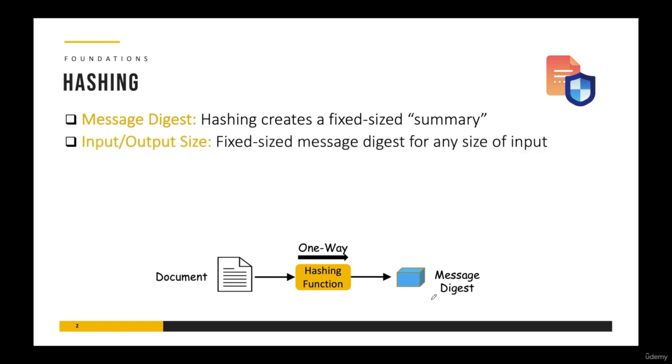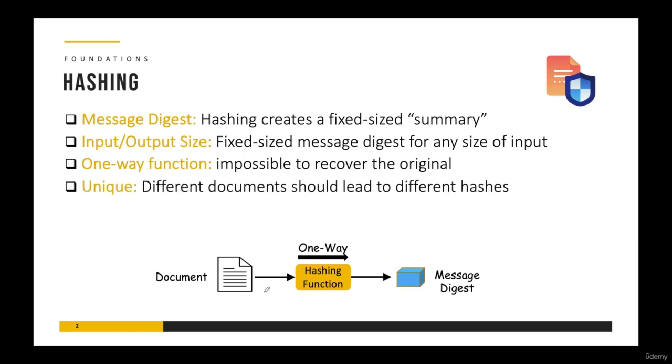Now the key point to understand here is that you can provide a document of any size. It can be small, it can be big, but the output size or the message digest size would remain fixed. Another important point about hashing functions is that they're one way. So if I give you the message digest, it is impossible for you to reverse the hash function and obtain the original document. In fact, this property of hash functions is of critical importance. It should be impossible to recover the original data or the original file by reversing the hash function.